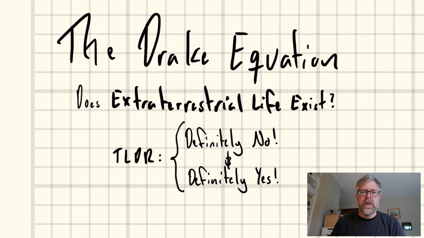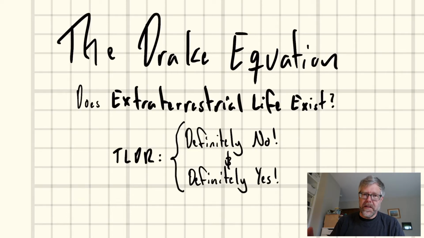Today we are going to talk about the Drake equation, which is basically a theoretical equation that allows you to think about whether there could be extraterrestrial life. In some ways it's supposed to help you answer the question, does extraterrestrial life exist?